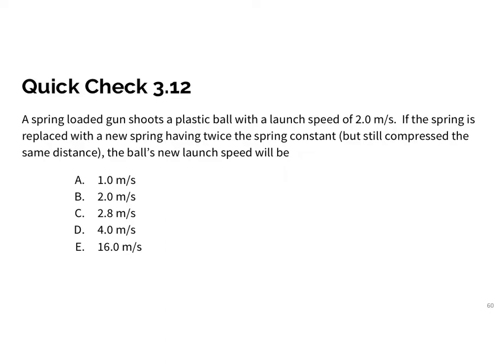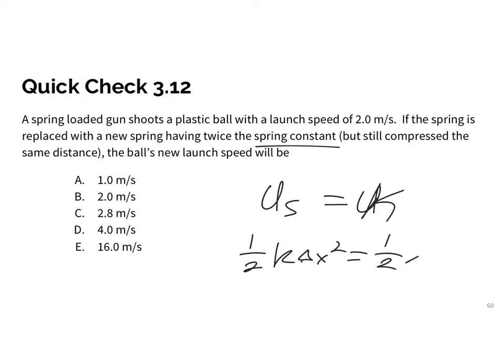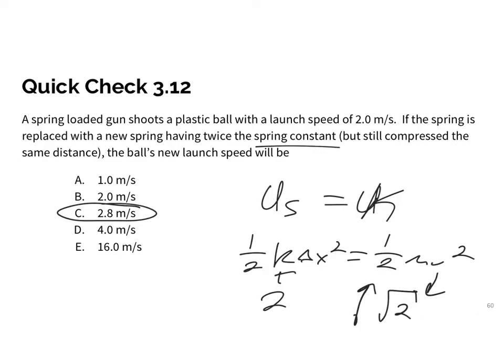Another quick check, same concept, but now we're replacing the spring with a new spring having twice the spring constant. So again, I have U_s equals K. U_s is 1/2 k delta x squared. K is 1/2 mv squared. Now, if I double the spring constant, I double the amount of energy. So my velocity will go up by a factor of the square root of 2. And 2 meters per second times the square root of 2 is going to give me 2.82 meters per second.